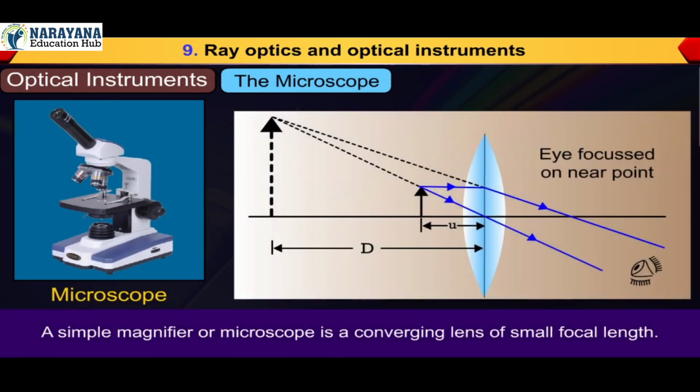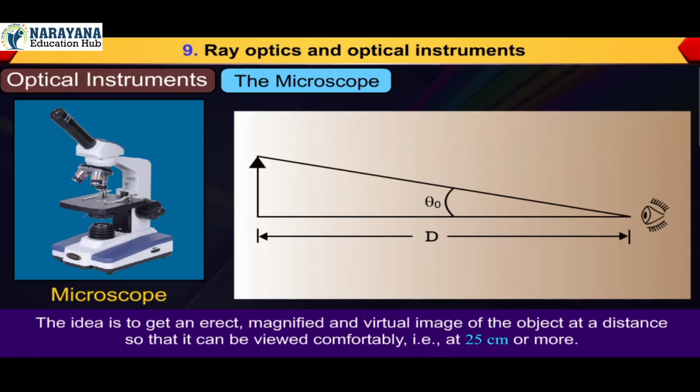The microscope. A simple magnifier or microscope is a converging lens of small focal length. In order to use such a lens as a microscope, the lens is held near the object, one focal length away or less, and the eye is positioned close to the lens on the other side. The idea is to get an erect, magnified, and virtual image of the object at a distance so that it can be viewed comfortably, that is, at 25 cm or more.